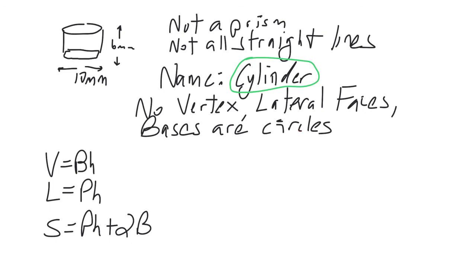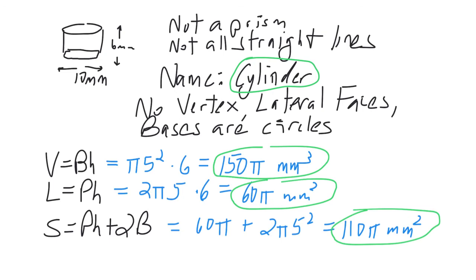Our volume, lateral area, and surface area, we use the same exact formulas as for prism, but the base now is the area of a circle. And the perimeter is the circumference of the circle. That perimeter is the perimeter of the base, which is a circle.